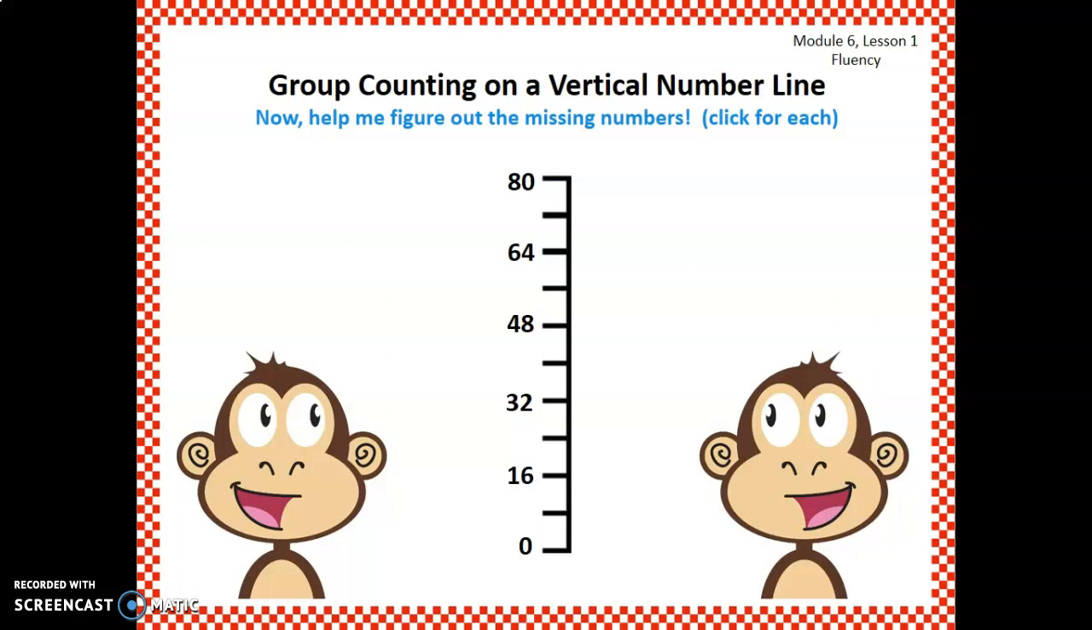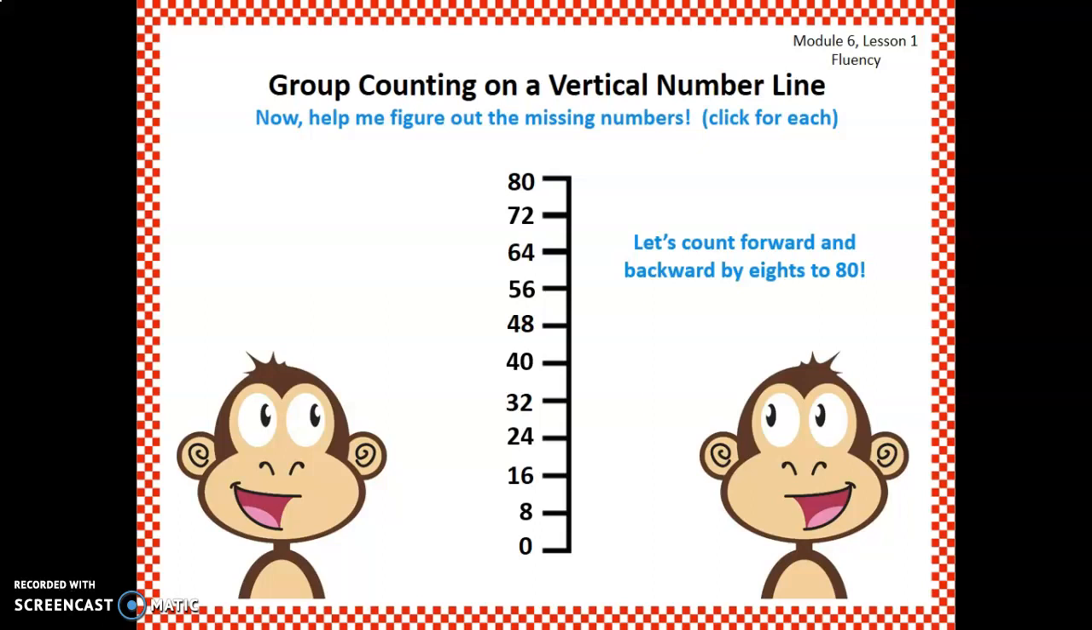80. I bet that means we're counting by, what do you think? I bet it's 8s. 8, 16, 24, 32. What's next? You're right, it's 40, 48. What's next? 64, 72, and 80. Let's count forward and backward by 8s. Ready? 8, 16, 24, 32, 40, 48, 56, 64, 72, 80.